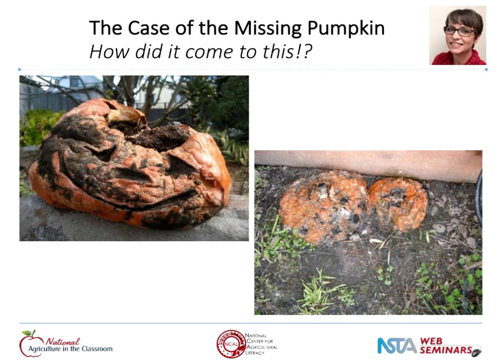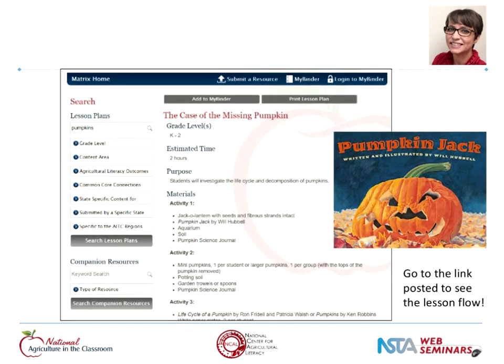And so talking to your students about, you know, how many of them have carved jack-o'-lanterns, and then what do they do with the pumpkins when they're finished, and connecting them back to agriculture. So talking about why do we grow pumpkins, what are they used for, and then what happens to them. So as we're looking at the science of the pumpkins, we can go on to the lesson, the case of the missing pumpkin.